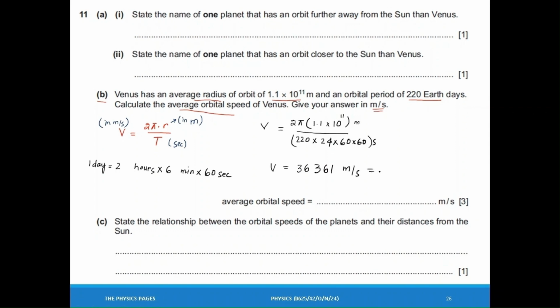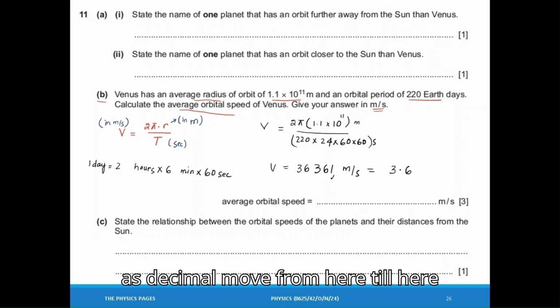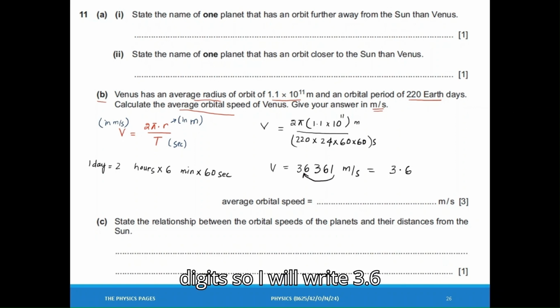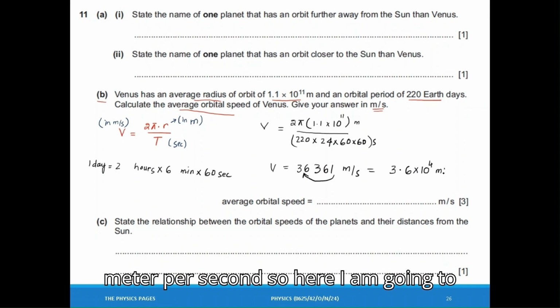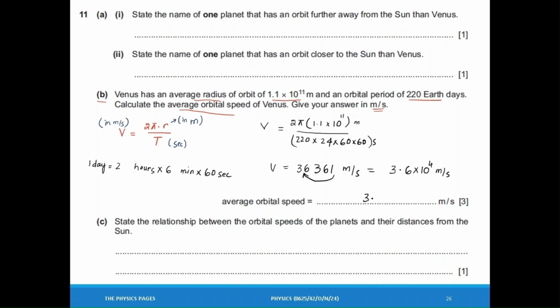In scientific notation, we can simply say 3.6. As the decimal moves from here till here, it moves 4 digits. I'll write 3.6 into 10 to the power 4 meters per second. The required result for the average orbital speed is 3.6 into 10 raised to the power of 4 meters per second.